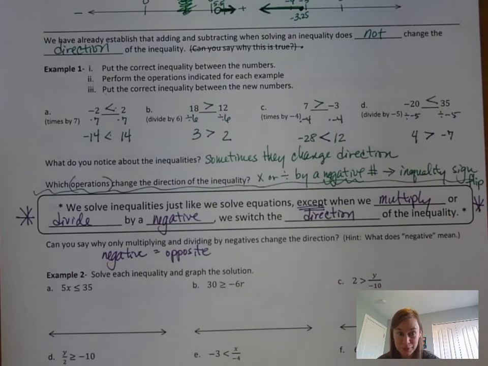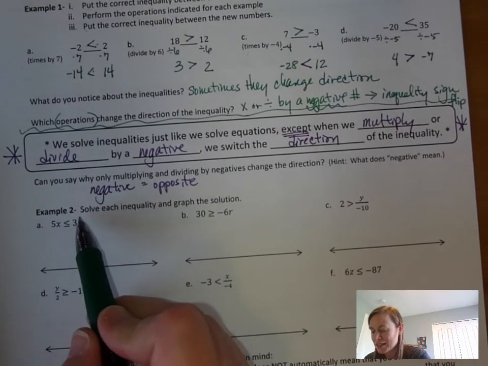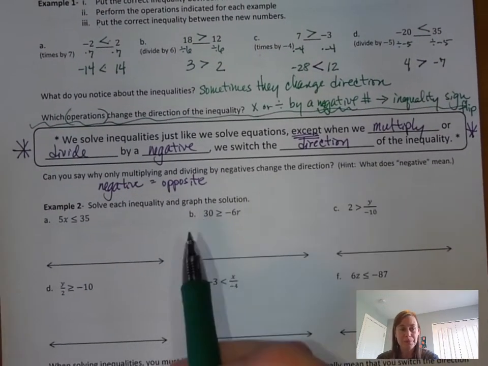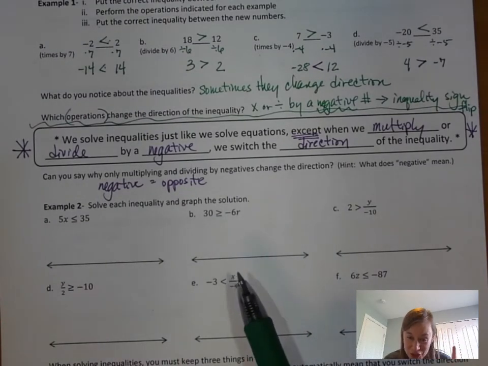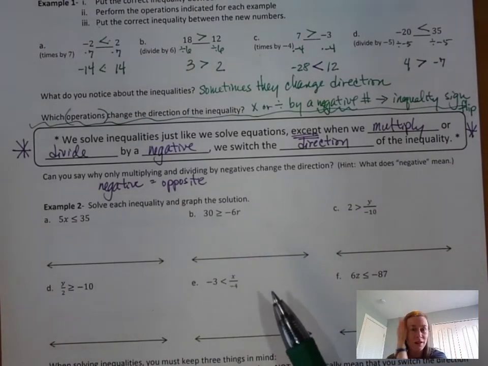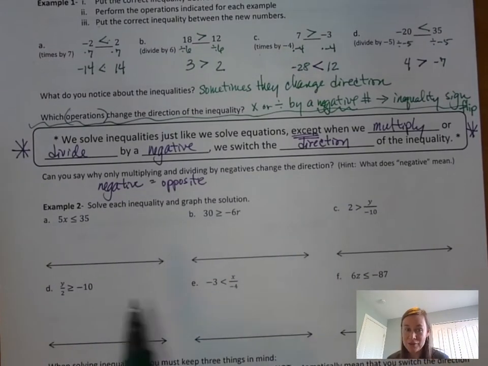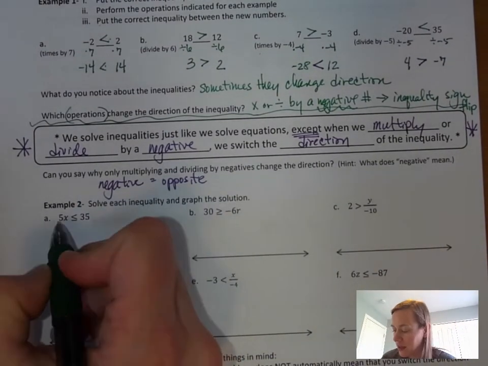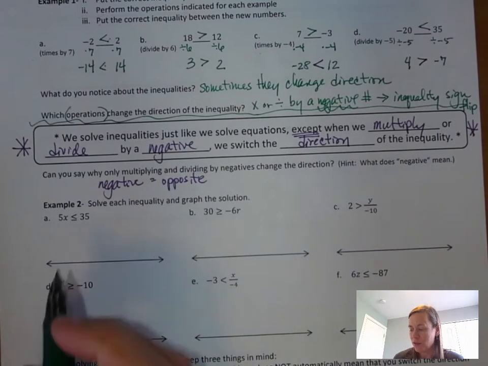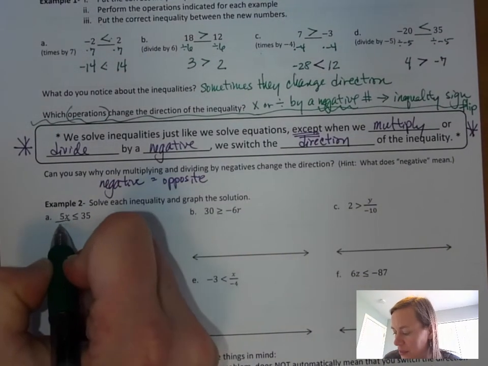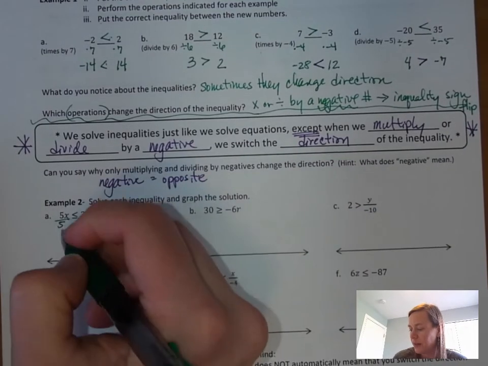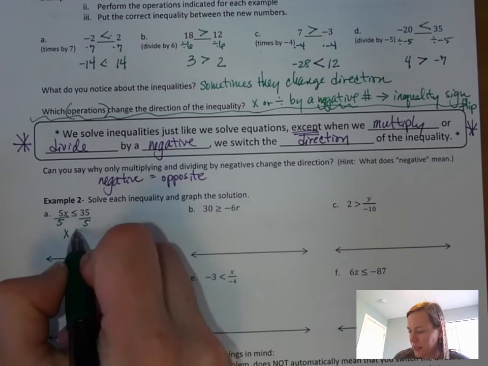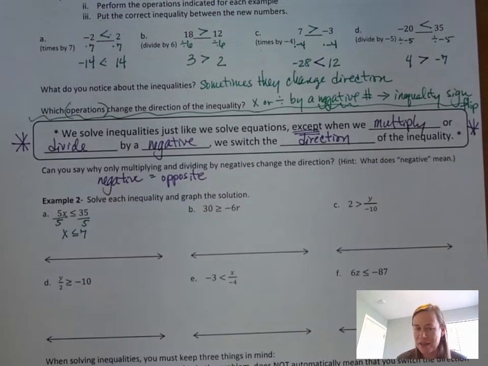Let's do some examples. It says solve each inequality and graph the solution. Now this is going to be exactly like solving one-step equations with just that little extra rule about multiplying and dividing by a negative. Okay, let's do example A. 5x is less than or equal to 35. Let's get rid of the 5 because we need that x by itself, and we're going to get rid of it by dividing. So that's going to leave us with x less than or equal to 7.